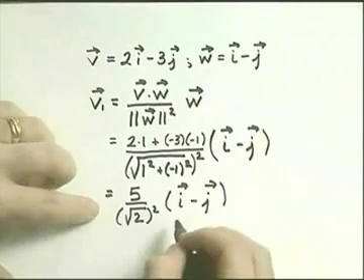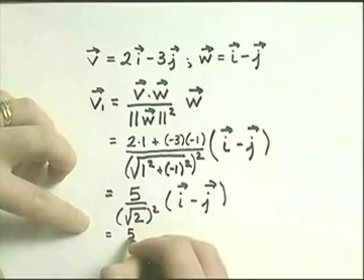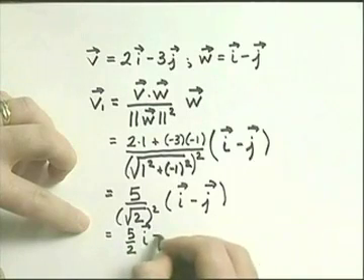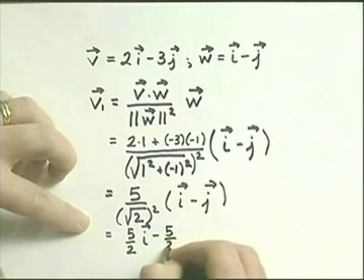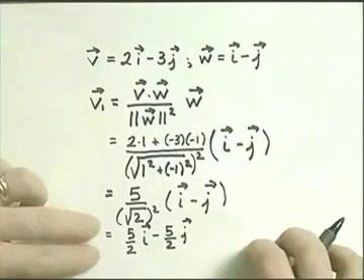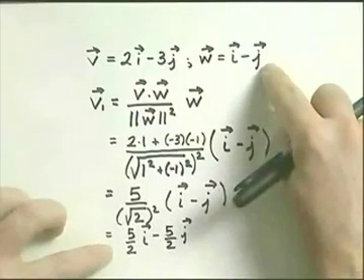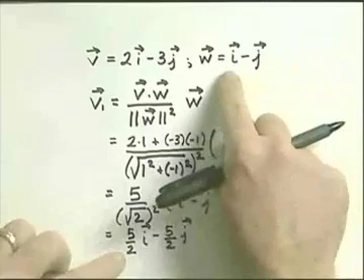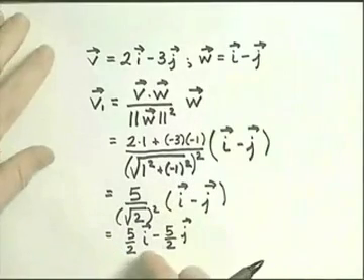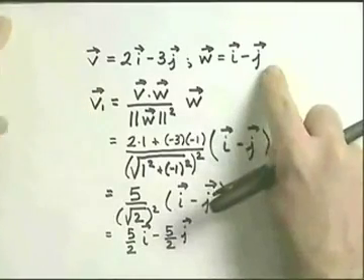Well, the square root of 2 squared is 2, so I have 5 halves, and if you let me distribute that, I get 5 halves i minus 5 halves j. So there's the vector v1. This vector is parallel with this vector. You can clearly see that they're parallel because if you took vector w and multiplied it by 5 halves, you'd get vector v1. So vector v1 is just 5 halves longer than vector w.